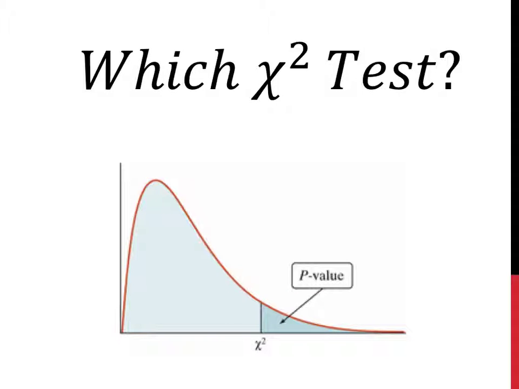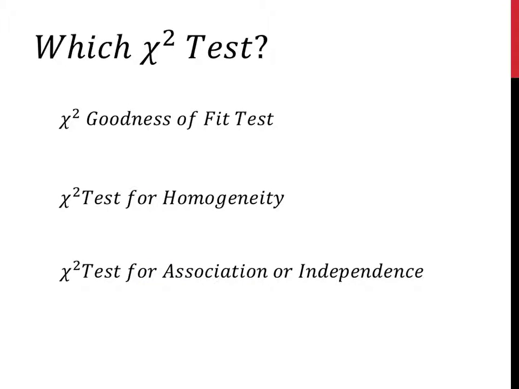Hi guys, it's Mr. Young, and today we're going to talk about our 3 chi-square tests and which chi-square test we want to use for a given scenario. Recall that we've talked about 3 chi-square tests already: the chi-square goodness of fit test, the chi-square test for homogeneity of a population, and the chi-square test for association, sometimes called the chi-square test for independence.